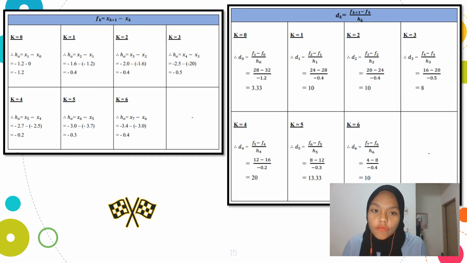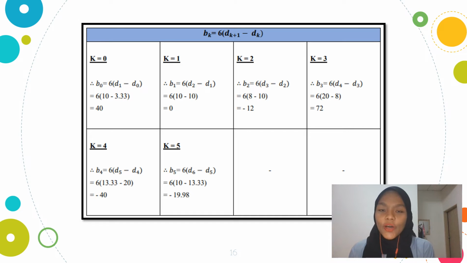Okay, so for the value of fk, we have to follow the formula, which is fk is equal to xk plus 1 minus xk. For this fk, we have 7 different values based on the k value, which starts from 0 until 6. This is the same as the dk value, which has a different formula, which is dk is equal to fk plus 1 minus fk divided by hk. Same goes for fk. We have 7 different k variables, with k starting from 0 until k is equal to 6.